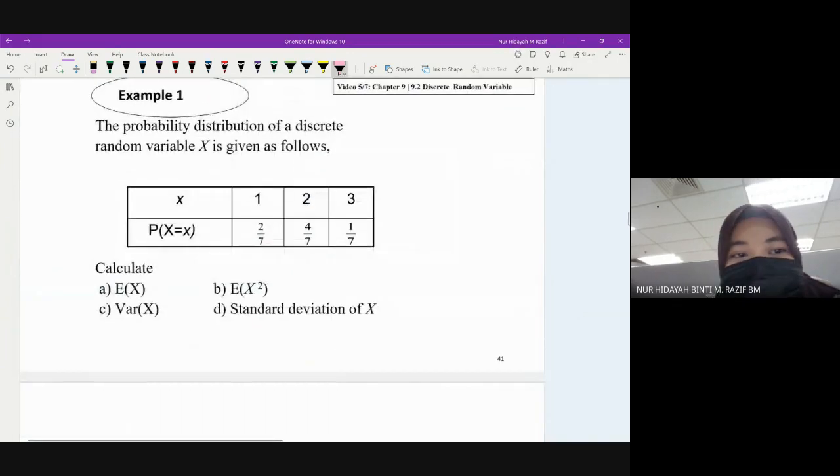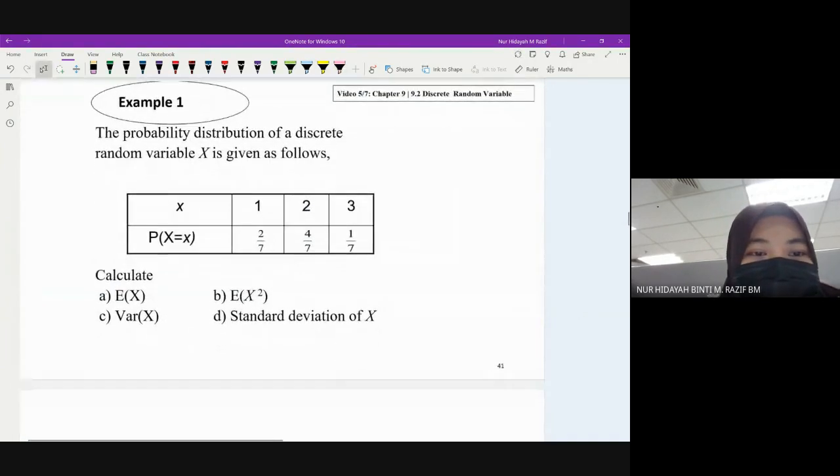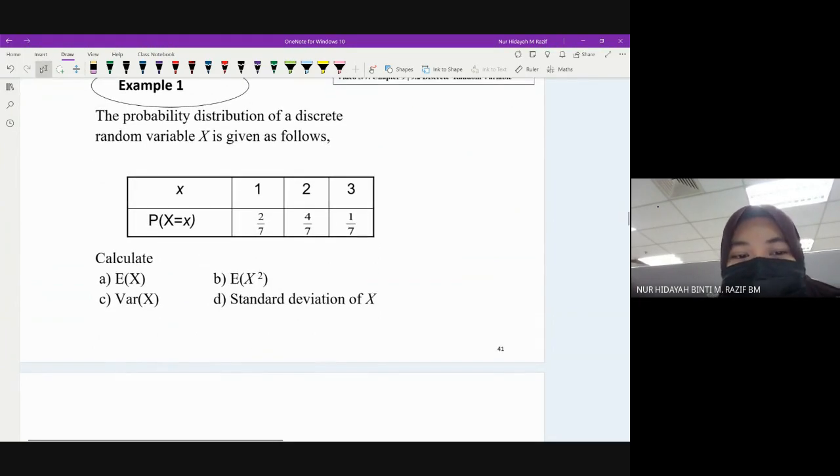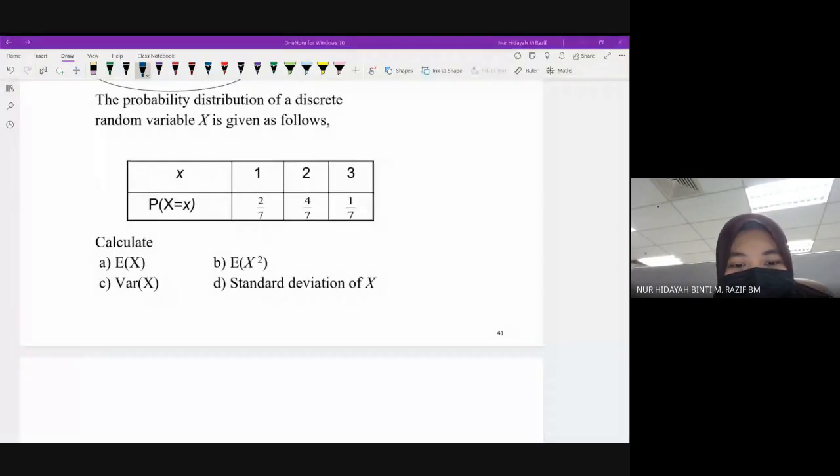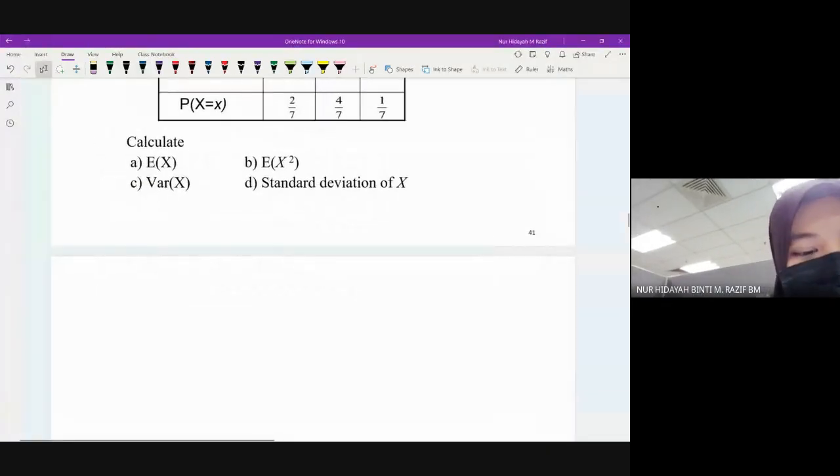Okay, let's move on to example 1. So untuk the first example, you are given the probability distribution of a discrete random variable X as follows. So X can take nilai 1, 2 and 3. So the probability when X is equal to x adalah 2 over 7, 4 over 7 and 1 over 7. So the question asks you to calculate E(X). So that is the expected value of your random variable. So what we are going to do next adalah kita kira sahaja.